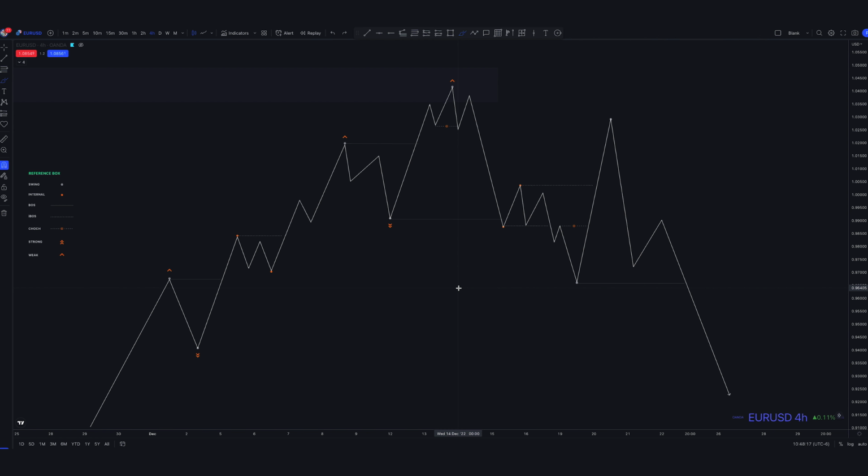Okay, guys, so let's jump to the real charts and let's use the same analysis, the same type of structure mapping that we use here, on the real chart. So let's go.